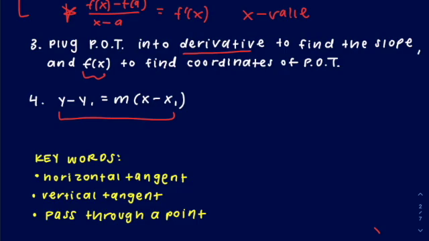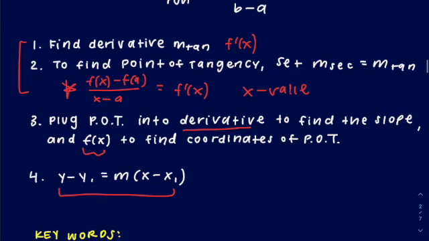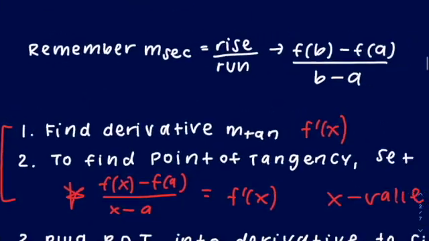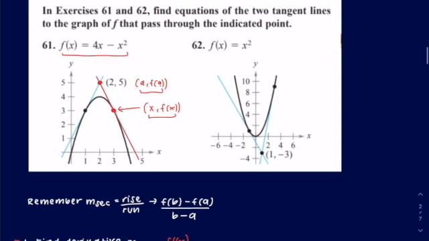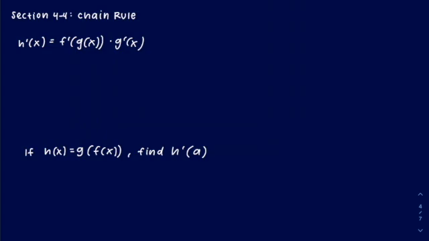And then to find the equation of a tangent line that passes through a point, remember the m secant function, or rise over run. You're going to set m secant equal to m tan, which is the derivative of the function that you're given. Okay, chain rule.